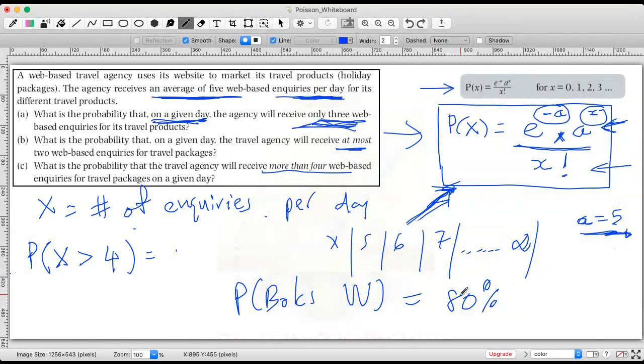Okay. Yes. Very good. How did you get that? You basically took 1 minus that. 1 minus 80% gives you the 20%. Okay. All right.